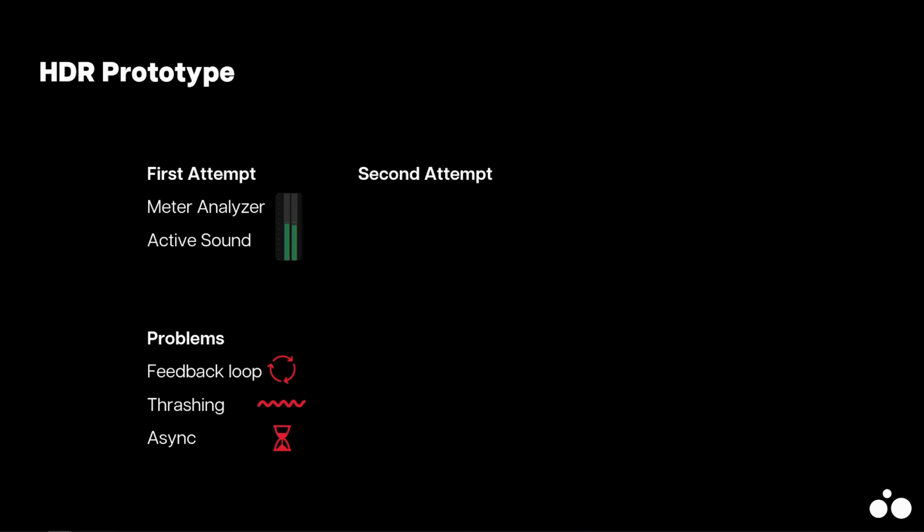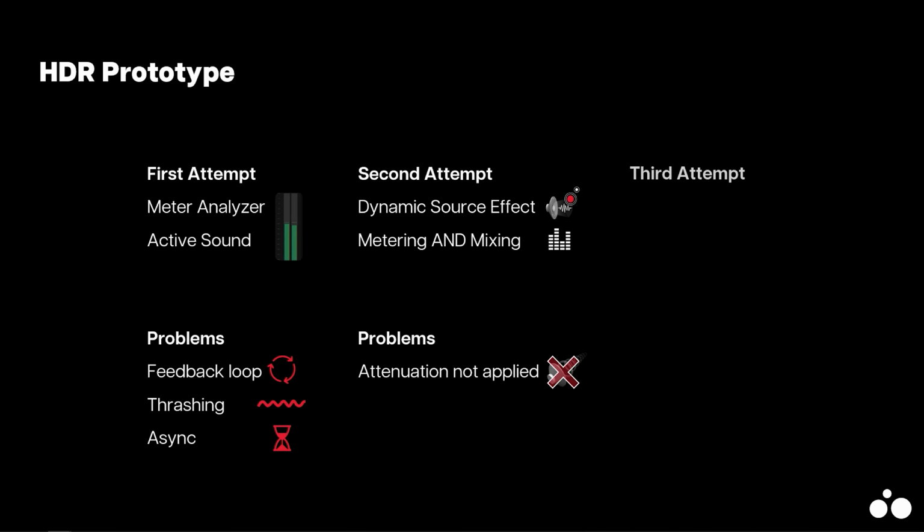So our next attempt was to replace usage of the analyzer with a subclass of a source effect, inserted at the end of the effect chain of a sound as HDR starts. And it does both metering and mixing of the sound in the HDR system. This broke the feedback loop, and it was frame latent, which we considered acceptable. But nope, it didn't work properly with sounds as they attenuated over distance. So distance attenuation in this context was ignored, as source effects are applied pre-distance attenuation in the chain. And we could sense a chicken and egg situation developing slightly here.